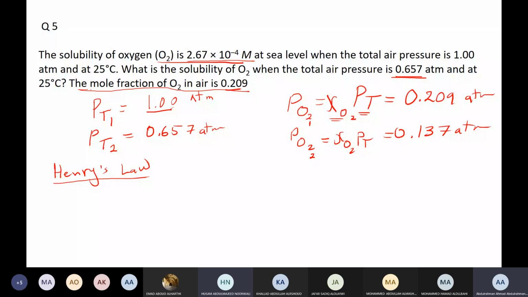But the constant of Henry's law, right? Yes, exactly. What's the law? C equal to what? K times P of the gas, of O2. So what's C in this case? 2.67 times 10 to the power minus 4 equal to K, which I don't know, times P, which is 0.209, and then find what's K.